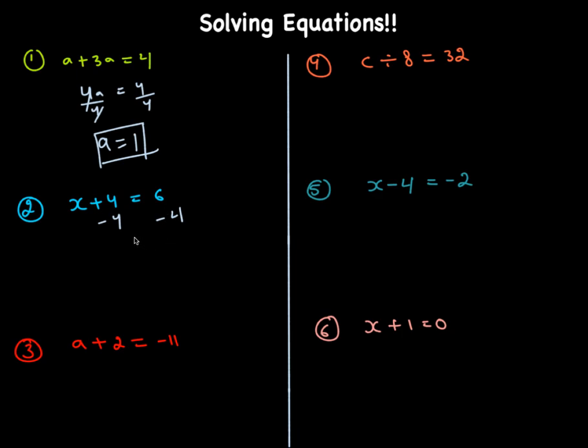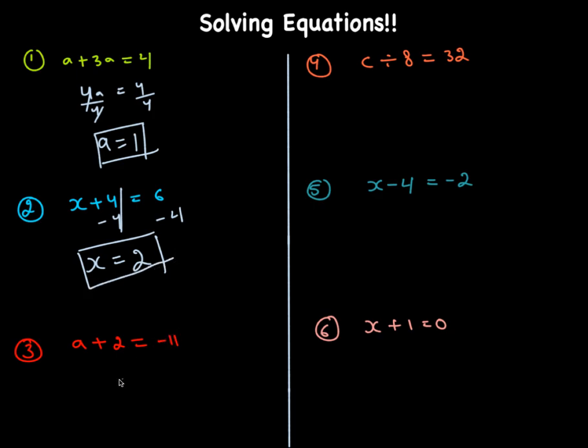Now, as I subtracted 4 from the left hand side, I'm going to subtract 4 from the right hand side too. So 4 minus 4 cancels out, giving me 0. On the left hand side I'm left with x, and on the right hand side 6 minus 4 is 2. So that is the answer.